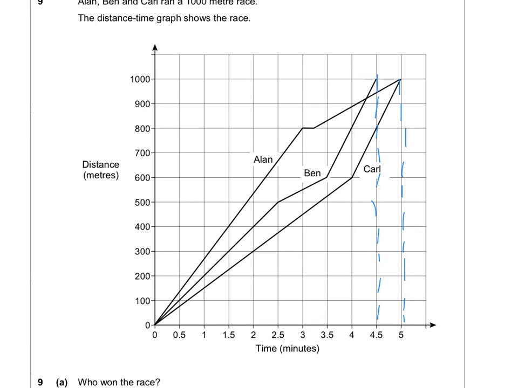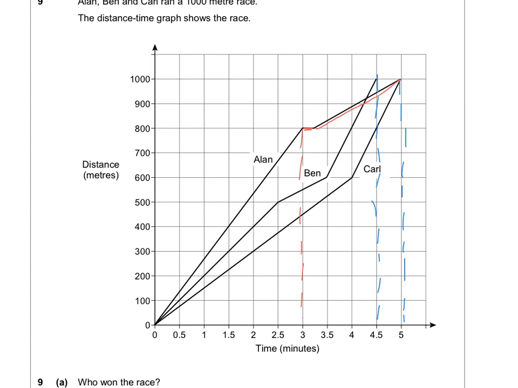The second part of this question asks us to describe the race. There are 4 marks available, and we need to make sure we make 4 clear statements which cover each of the 3 runners. So, Alan, we can see, travels at a constant speed for 3 minutes. He's then stationary for 15 seconds before he travels at a constant speed towards the finish line here. His second constant speed is lower than his original constant speed, so he decreases his speed once he starts moving again.